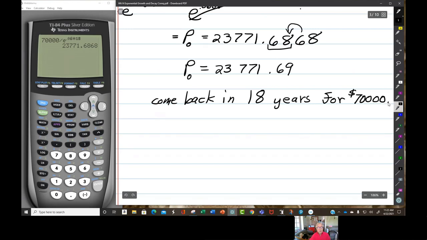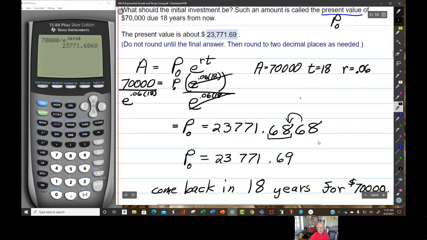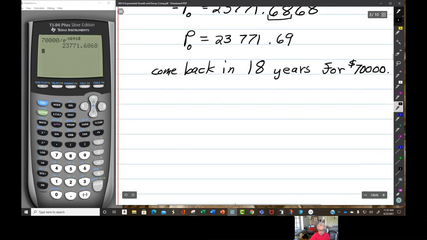$70,000, which the poor baby, now an 18-year-old, will not get to play with because her parents are going to use that for her college education. All right, so this was a short problem, and I'm going to take this and put it on this page.